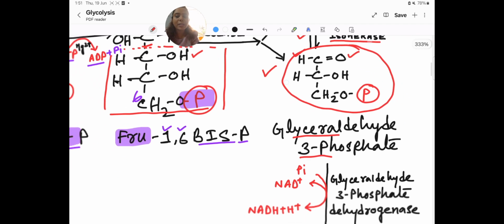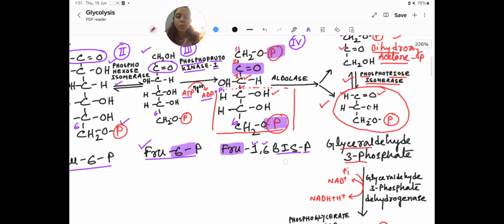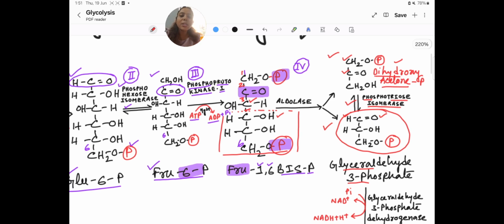Okay, in the next part, so that is the fourth part. The fourth stage is to cleave this fructose 1,6-bisphosphate into these two 3 carbon compounds, and these two 3 carbon compounds can change their form, like dihydroxyacetone phosphate is also changed to glyceraldehyde 3-phosphate, that is why they are isomers. So this is the fifth step. Okay, so the fifth step is also an isomerism.